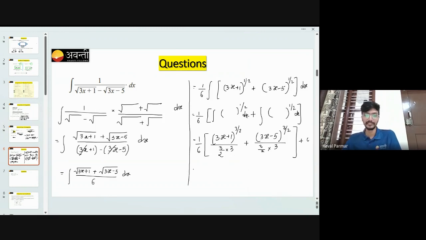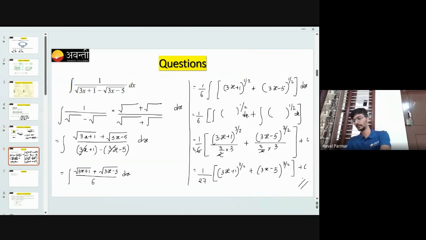So here, as you can see, something will get cancelled. We can take 2 common out and it will be cancelled with 3. And here 3 threes are 9. So we can take 9 common and it will be multiplied by 3. So it will get 1 upon 27 bracket. What will I get here? I will get 3x plus 1 raised to 3 by 2 plus 3x minus 5 raised to 3 by 2 plus c. This is my final answer.